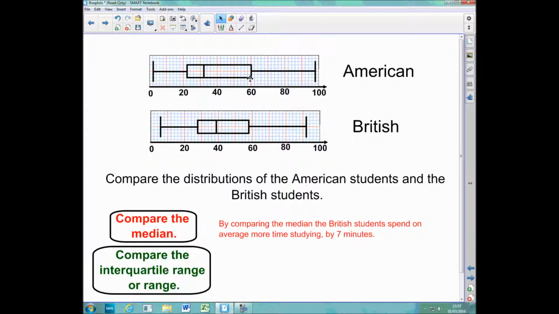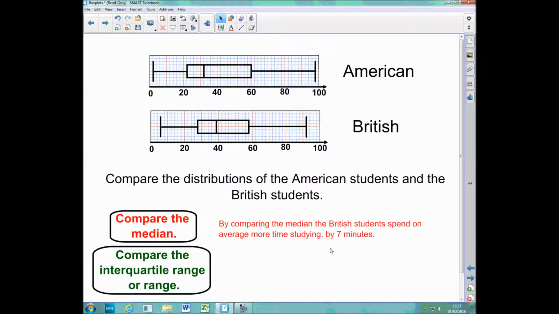Okay, so we've got 60 take away 22, so the Americans have an interquartile range of 38. The British is 58 and 28, so they have an interquartile range of 30. So you can see by the diagram that the American box is bigger, so the American interquartile range is bigger, therefore they have more spread out data. So that's what we're going to write here.